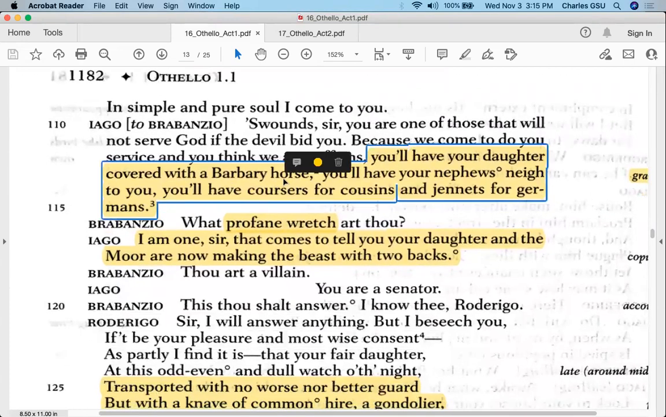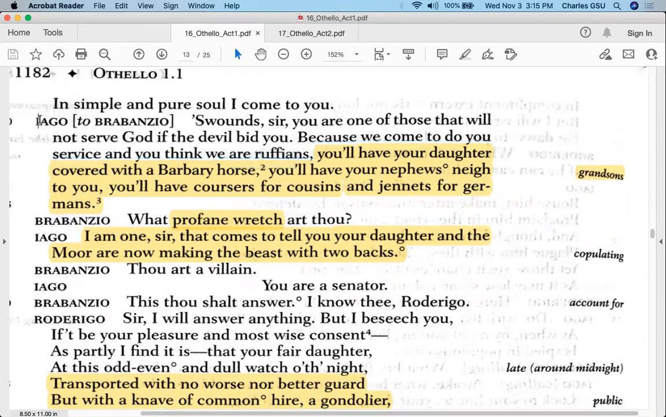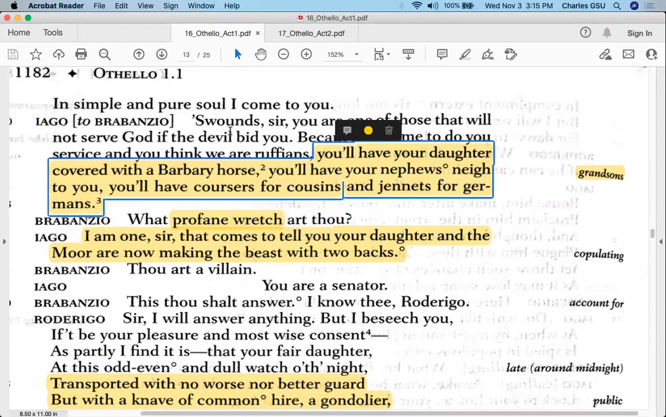Here's that reference to Barbary that I mentioned. Iago says to the father, "you'll have your daughters covered with a Barbary horse. You'll have your nephews neigh to you. You'll have coursers for cousins, and genets for Germans." Coursers are a kind of horse, and genets another. So he's connoting the potential offspring of Desdemona and Othello as bestial again, subhuman, like horses.